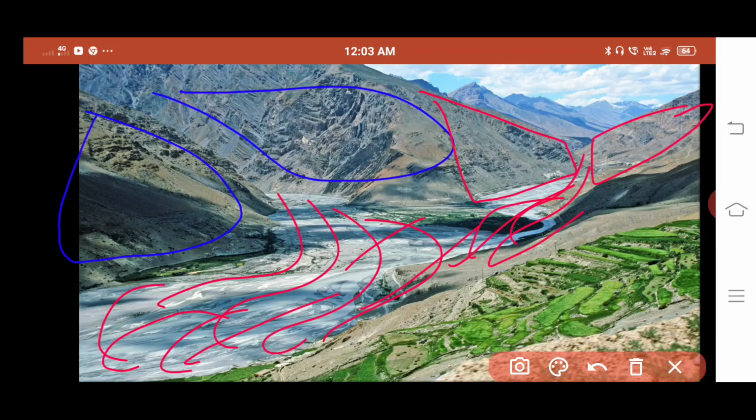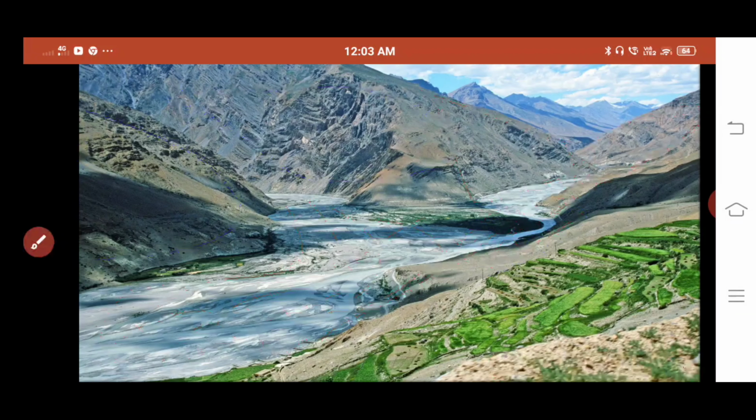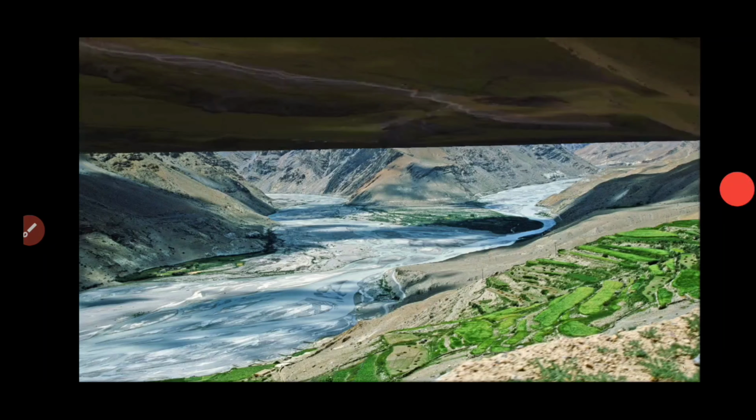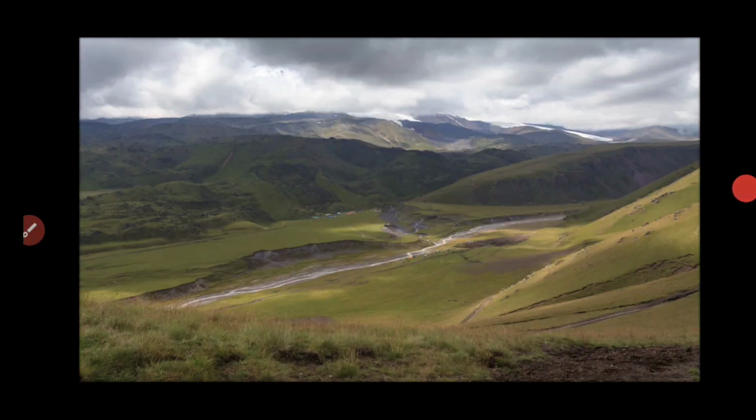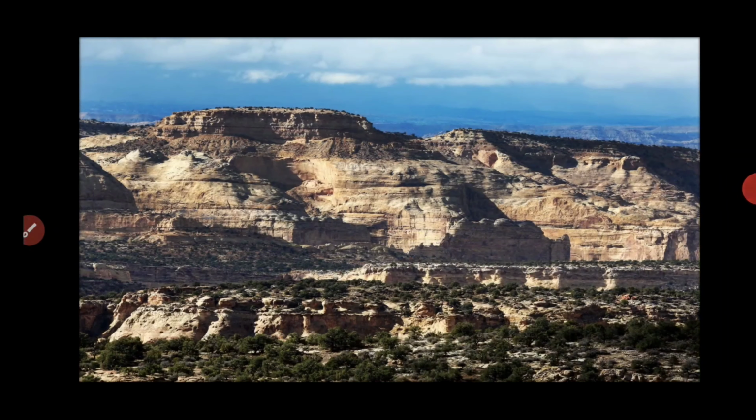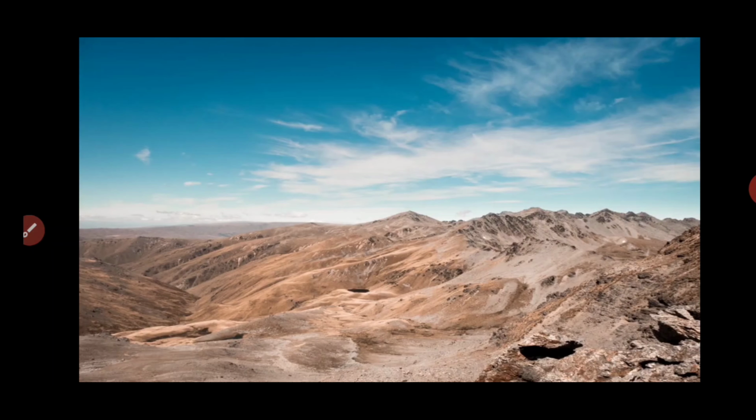So here, valley means a low area of land between two hills or two mountains, with a river flowing through it. It is called a valley. Understood, my dear? So this is a picture of the relief feature of a valley, and this is mountains, this is plateaus, and this is sandy places.